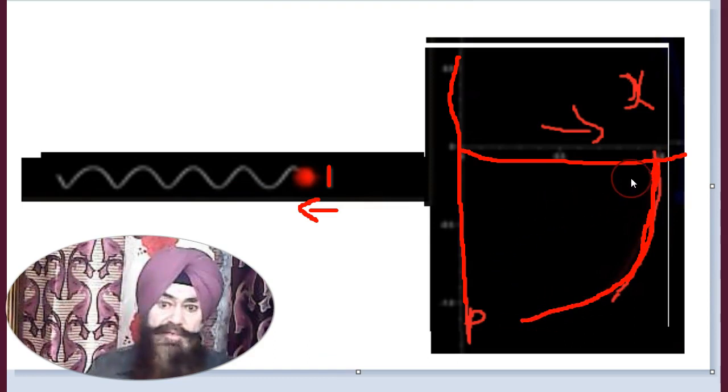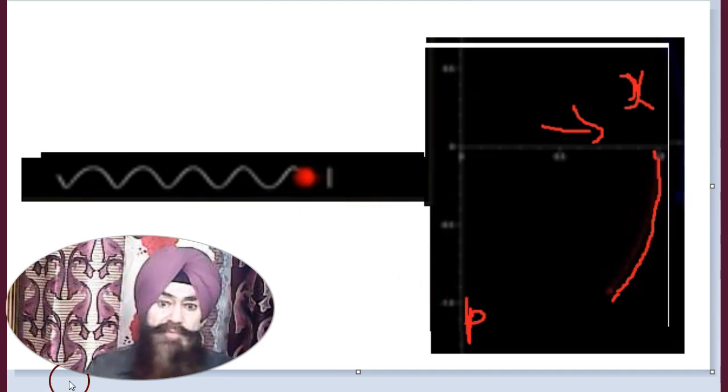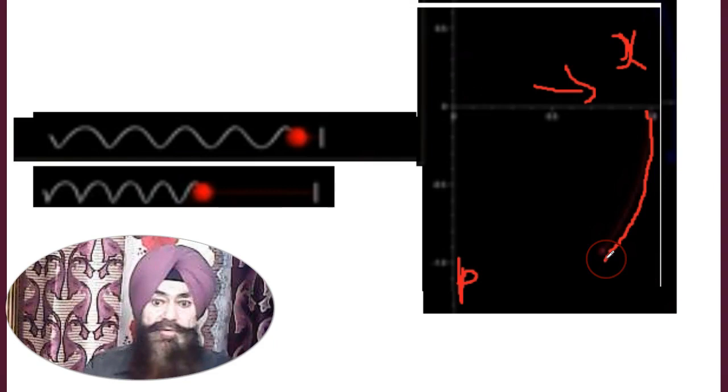What does it imply? That you are moving along this side, meaning x is decreasing, because when it reaches the mean position, then x becomes 0 and the mass gains the velocity and hence the momentum. So x becomes 0 and momentum becomes maximum. So now you are here. This is the mean position.